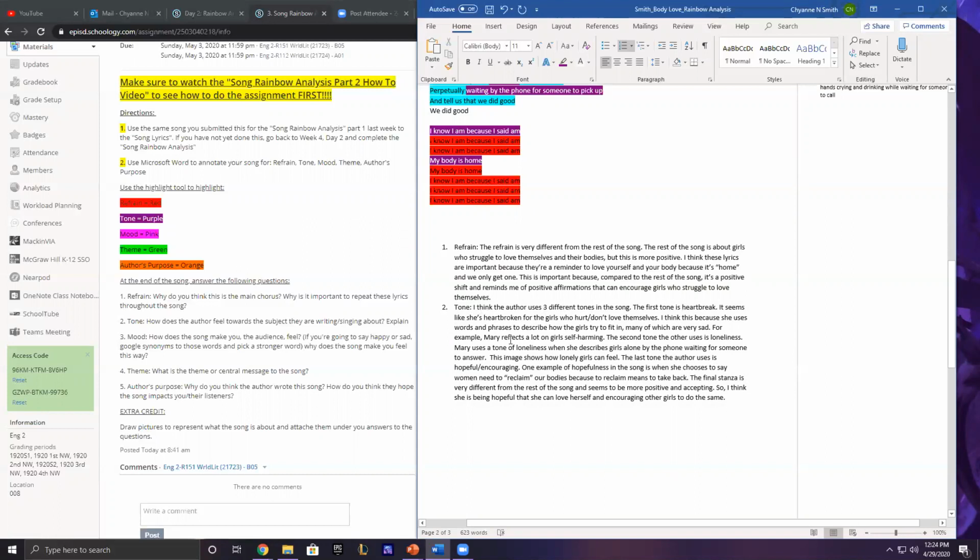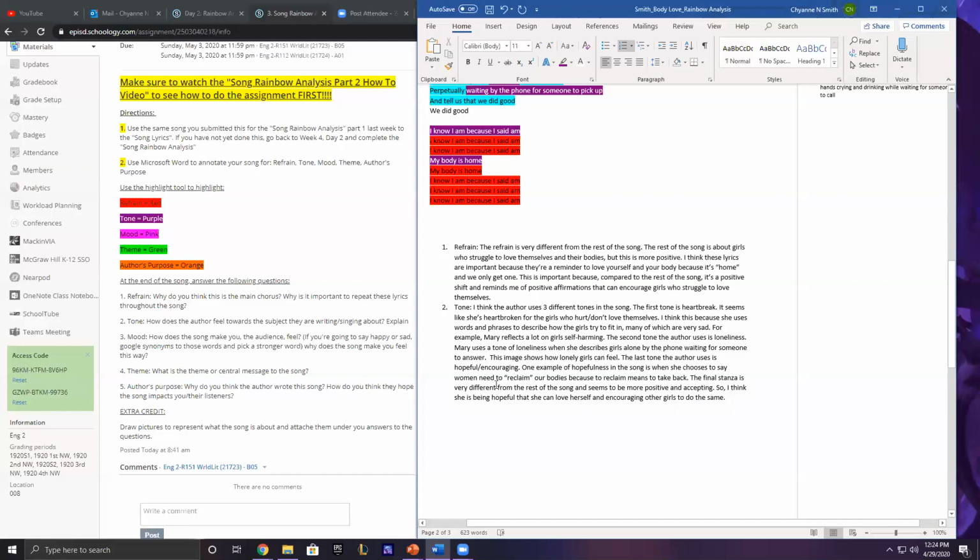The first tone is heartbreak. It seems like she's heartbroken for the girls who hurt and don't love themselves. I think this is because she uses words and phrases to describe how the girls try to fit in, many of which are very sad. For example, Mary reflects a lot on girls self-harming. The second tone the author uses, I meant author, is loneliness. This is why it's important to reread your stuff before you turn it in to me. Mary uses the term of loneliness when she describes girls alone by the phone waiting for someone to answer. This image shows how lonely girls can feel.